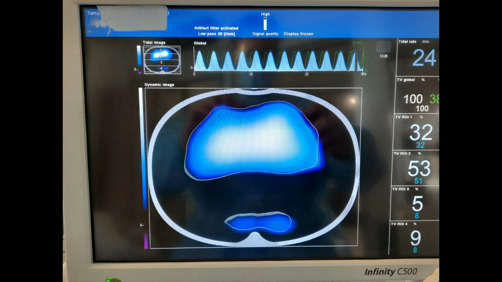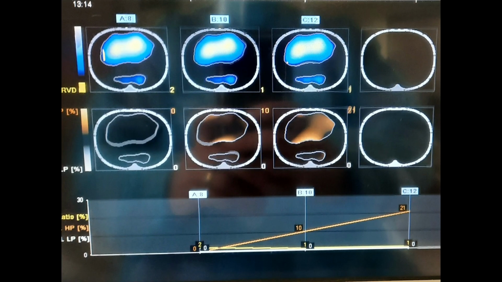This usually happens when the gravity-dependent regions are collapsed and the more compliant region, which is usually the ventral and mid-ventral areas. So because we're unable to open up the mid-dorsal and dorsal, all that tidal volume goes to the more compliant area, and this can risk over distension.